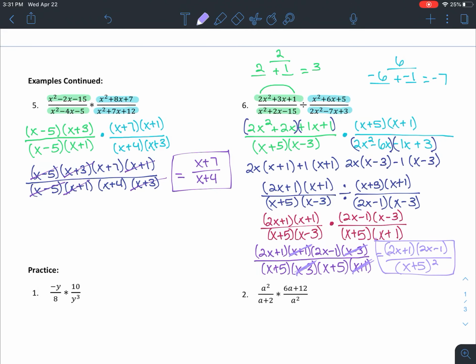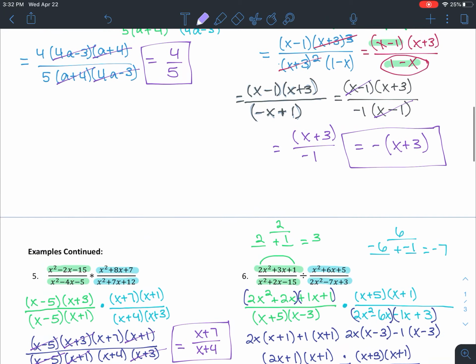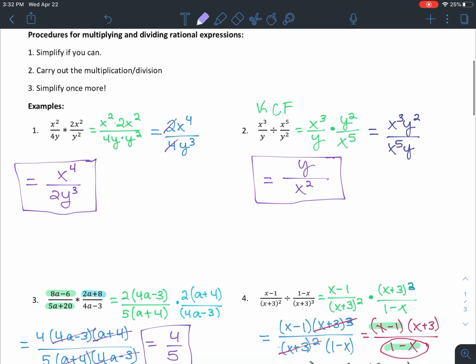So the last problem was a lot of work. We had to factor the long way, and then we had to combine things, flip things, change things to kind of get where we wanted to go.